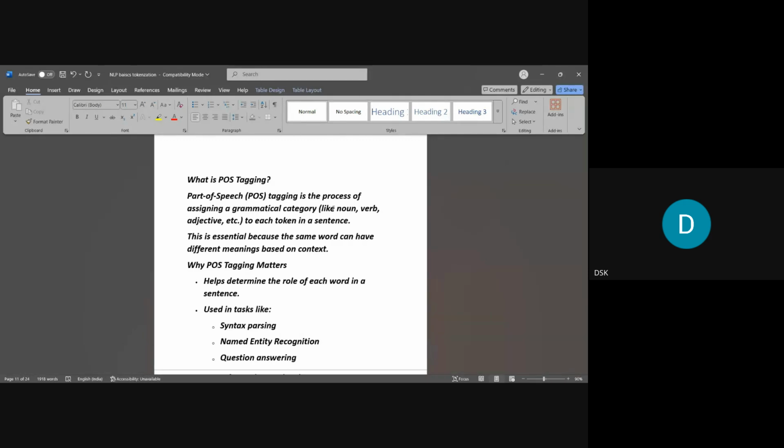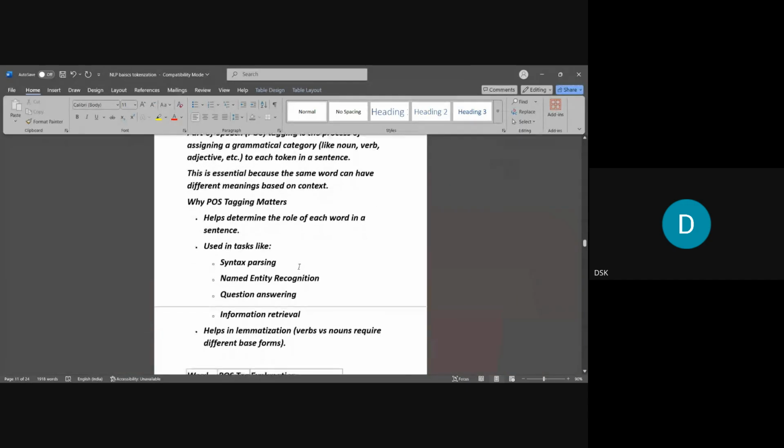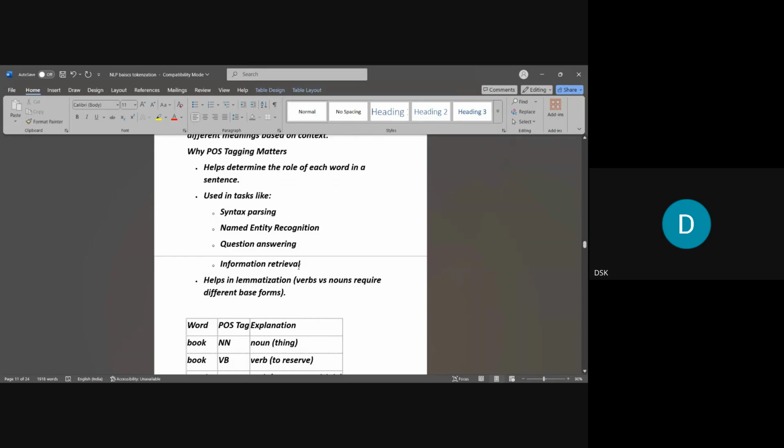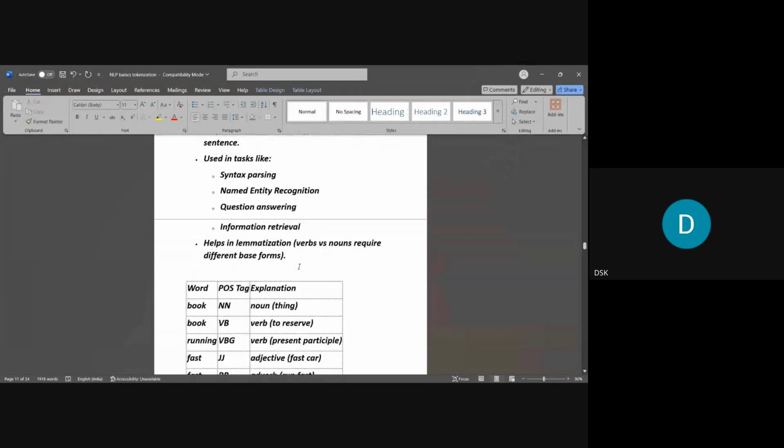So why does POS tagging matter? Because it helps us determine the role of each word in a sentence, used in tasks like syntax parsing, named entity recognition, question answering, information retrieval, and it helps in lemmatization, that is, verbs versus nouns require different base forms.